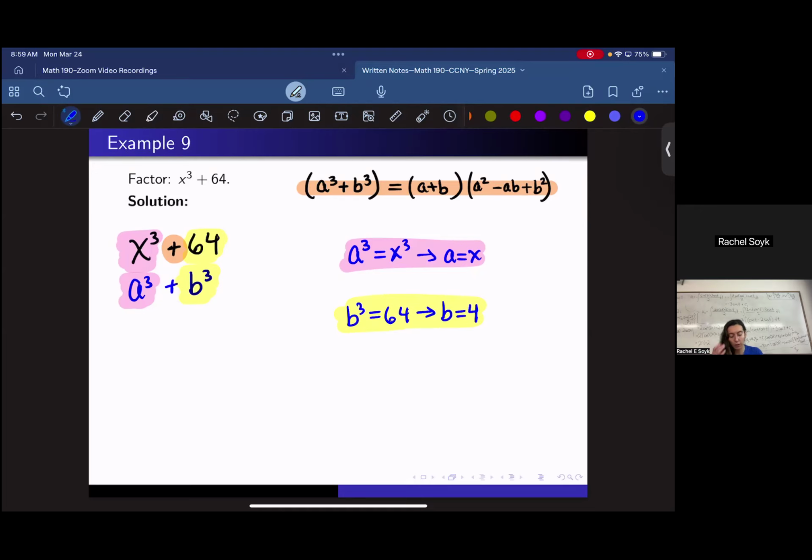So now that you know your a's and b's, all you have to do is plug it into here and we're done. So we're looking at our a plus b, which is just x plus 4. That's our binomial. And then our trinomial, our a squared is x squared. And then a times b gives us 4x, so we have a minus 4x. And then our plus b squared, 4 times 4 gives you 16. And then we're done.